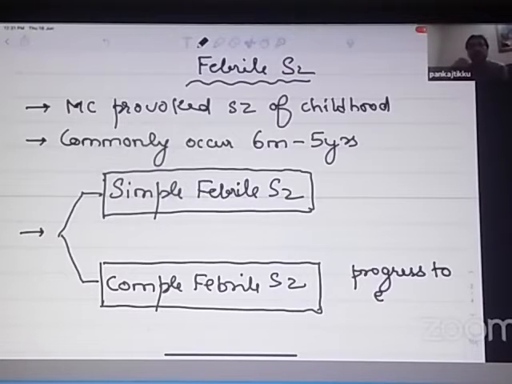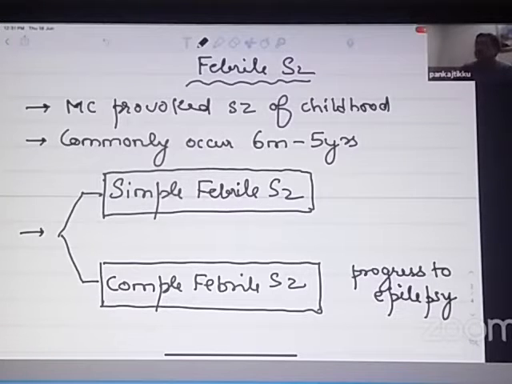I just now told you, febrile seizures usually occur between 6 months to 5 years of age. But there are certain types of febrile seizures which carry the risk of progressing to epilepsies in the future, such as complex febrile seizures. So when the mother comes to you, it's very important to know whether this seizure is simple or complex, because if it is a simple febrile seizure, it is likely to end on its own by 4 or 5 years of age. But if it is a complex febrile seizure, there are chances that it may progress to epilepsies in the future.